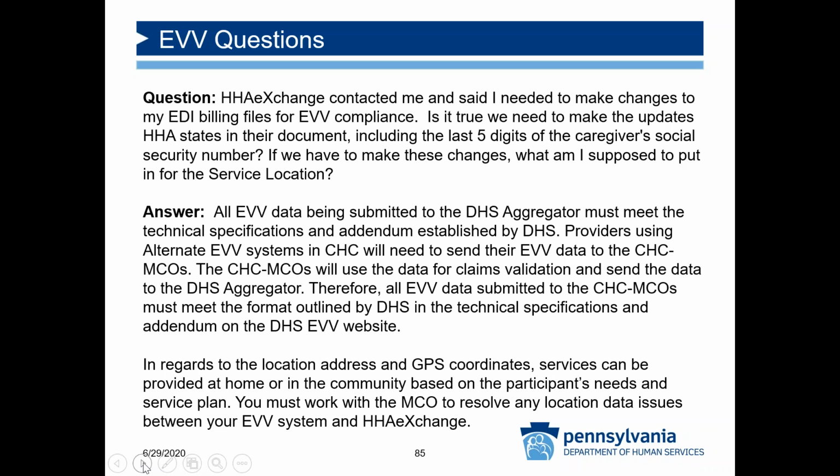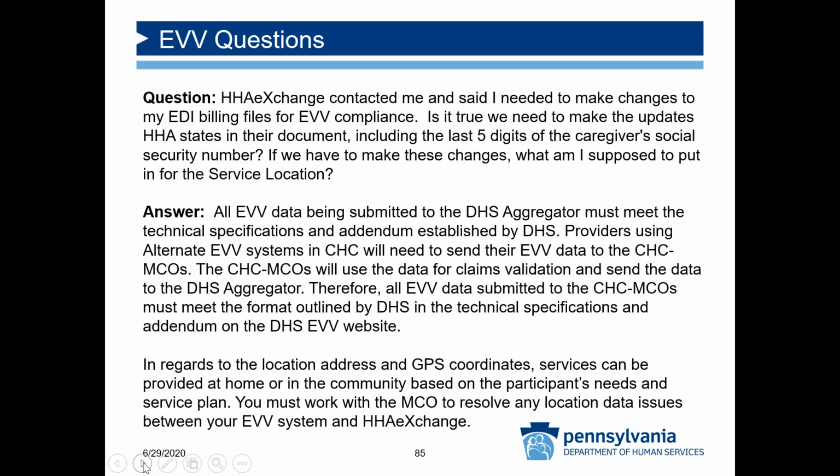All EVV data being submitted to the DHS aggregator must meet the technical specifications and addendum established by DHS, which can be found on the EVV website. Providers using alternate EVV systems in Community Health Choices will need to send their EVV data to the managed care organizations. The managed care organizations will use the data for claims validation and send the data to the DHS aggregator. Therefore, all EVV data submitted to the CHC MCOs must meet the format outlined by the department in the technical specifications and addendum on the DHS EVV website.